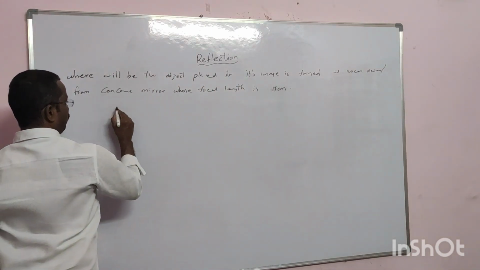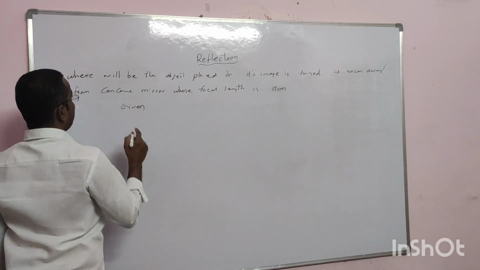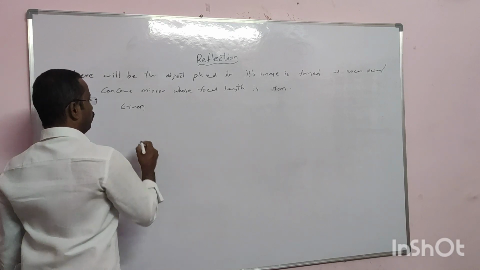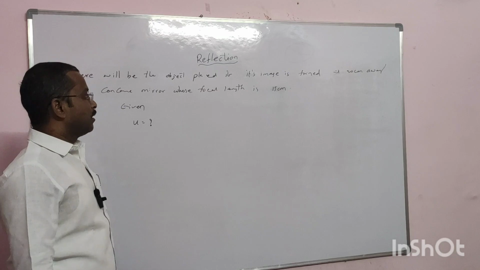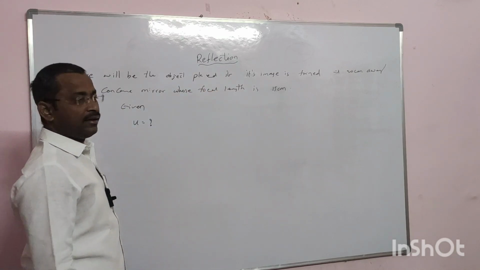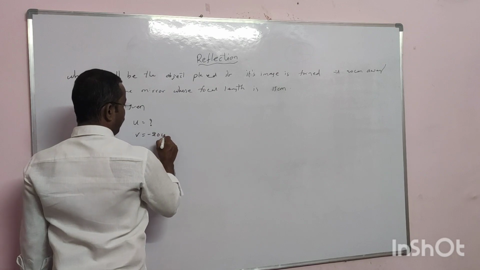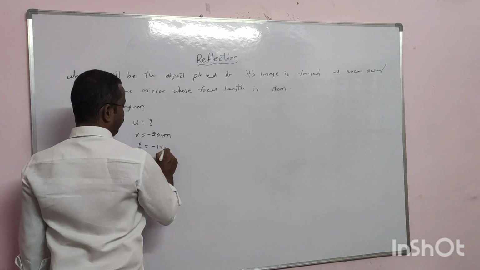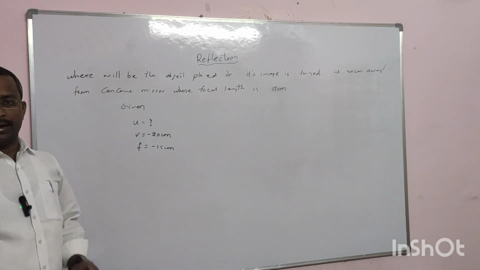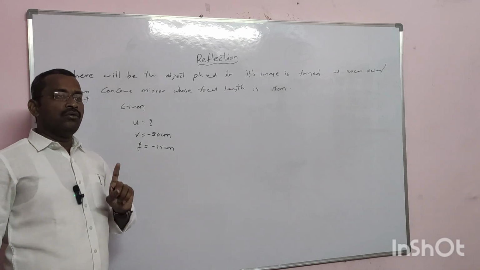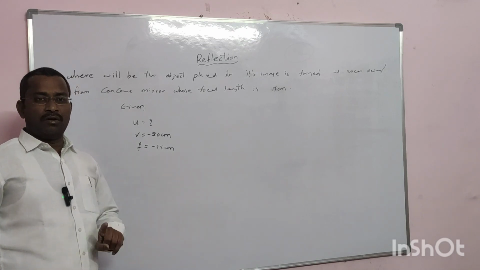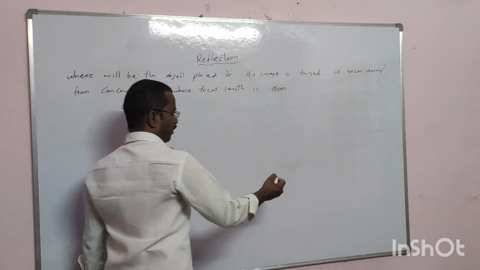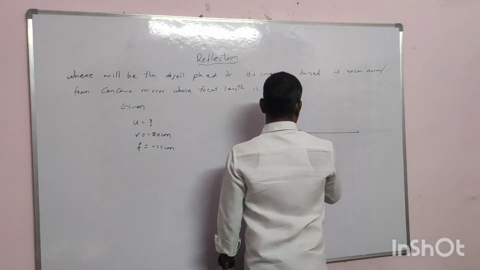Okay, again, try to write the data given. Now he is asking where the object will be placed, so the u value you need to find. The image is formed at 20 centimeter away, so the v value is going to be minus 20 centimeter. And the f value, how much? Minus 15 centimeter. I repeat, for a concave mirror, u, v, f are all negative. For a convex mirror, u is negative, v and f positive. Let's again try to draw the ray diagram. This is your principal axis.